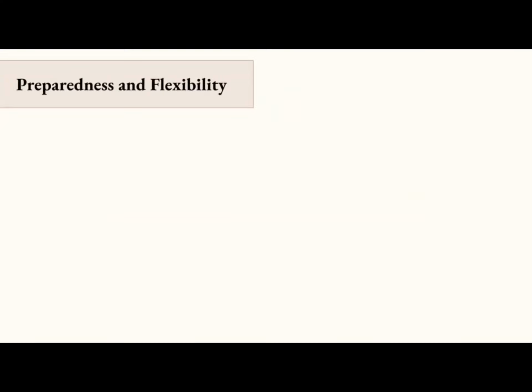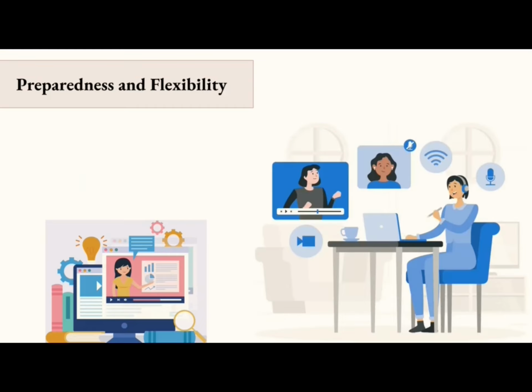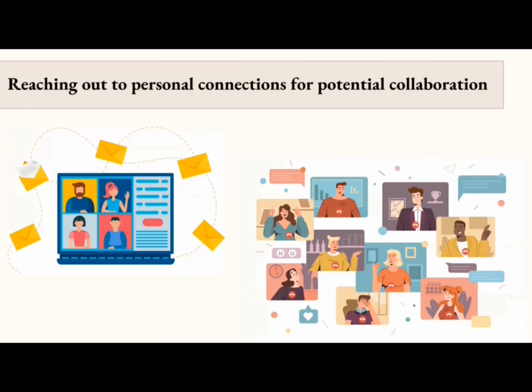Preparedness and flexibility are important for managing unexpected situations. This may include performing mock-up test runs of the software platforms used to manage and run the class, having backup AV and internet setup, anticipating possible hiccups, and having alternative solutions as backups. Reaching out to personal connections for potential collaborations can also act as a safety net for the undesirable situations of not having enough collaborators, as recruiting collaborators online can be challenging.